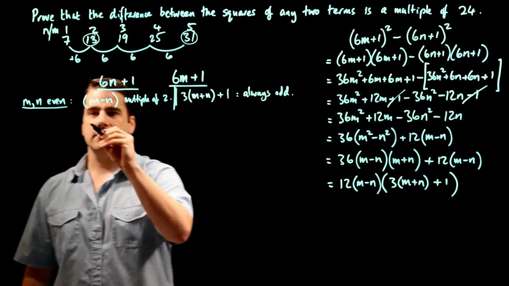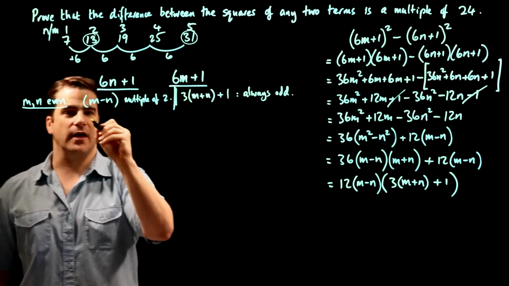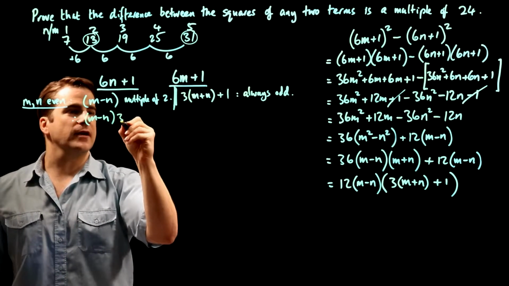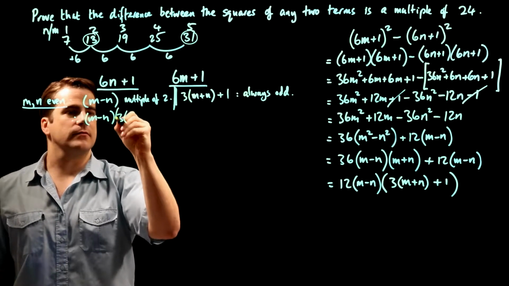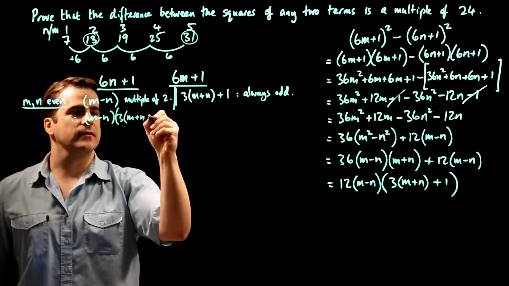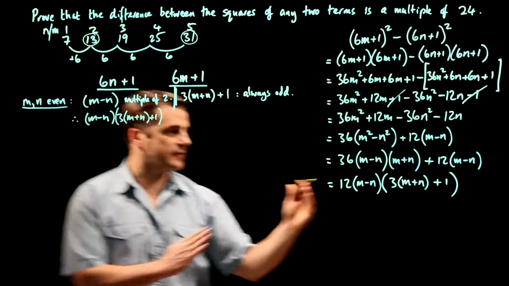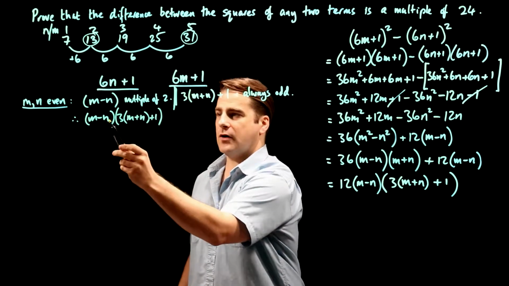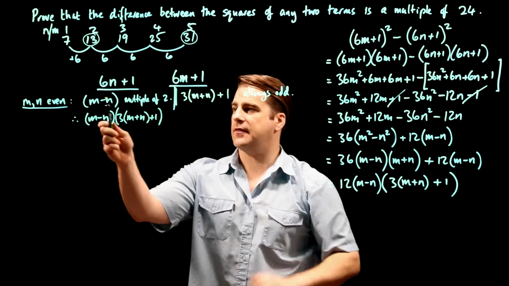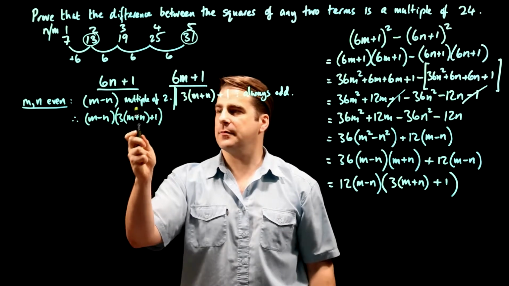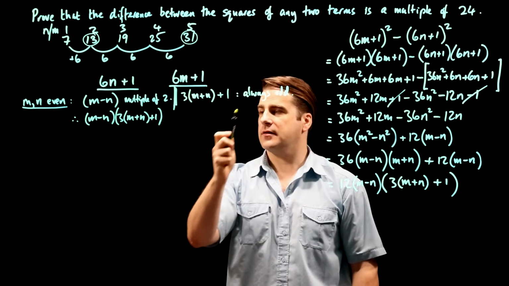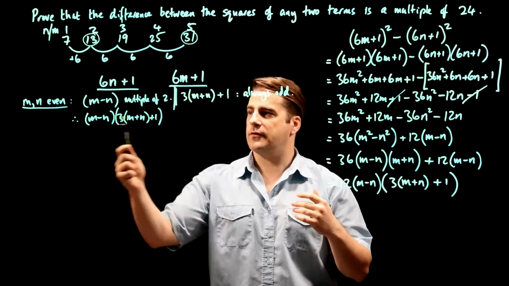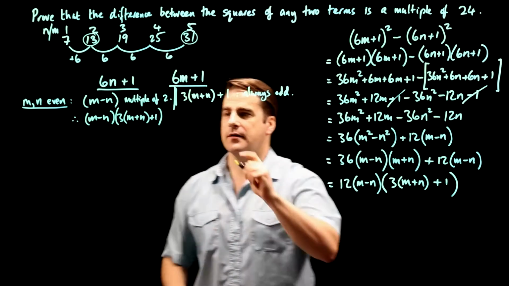So, therefore, the whole thing, m minus n multiplied by 3 times m plus n plus 1, so that's this whole thing here, okay, not including the 12. You've got a multiple of 2, okay, that bit, m minus n, multiplied by something that's always odd. So that will also therefore be a multiple of 2.